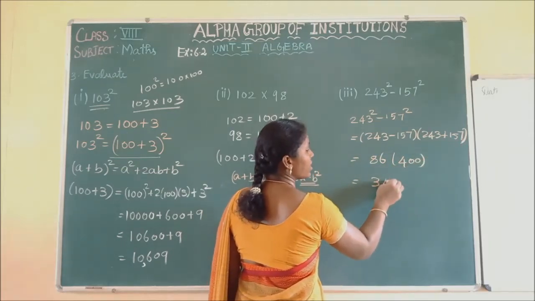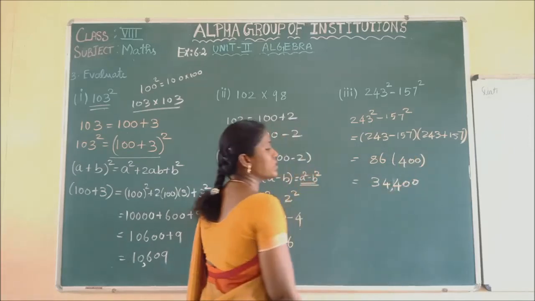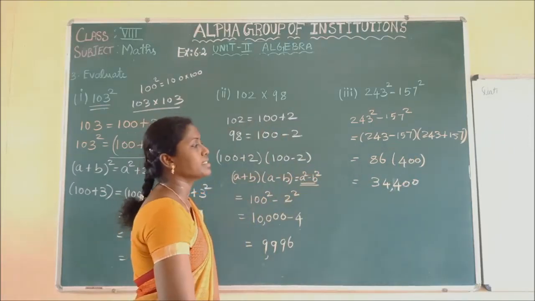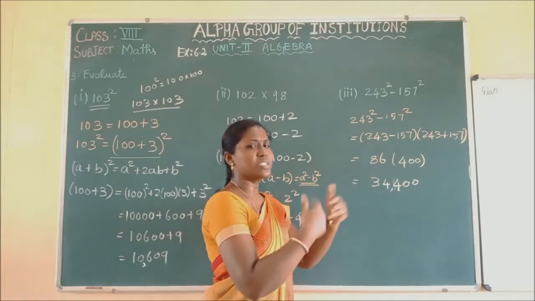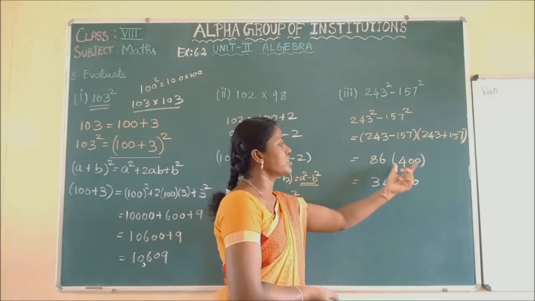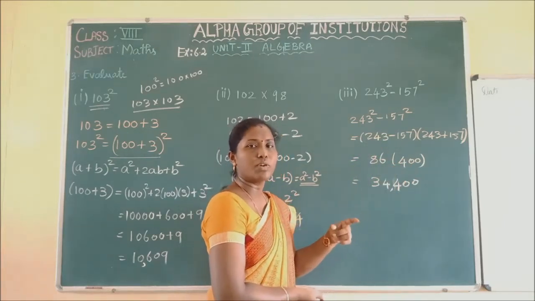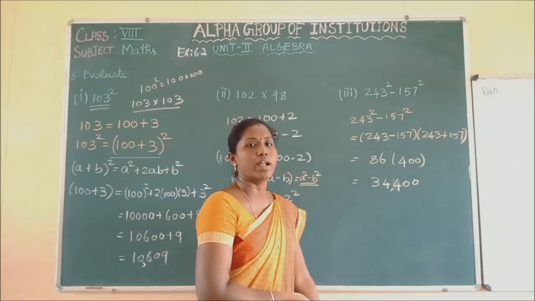Okay, so what is the answer we are getting if you multiply both? 34,400. We will get the answer 34,400. Okay, see, without doing the square and going for the multiplication, just using the identity, with one addition and one subtraction we did it. Finally, only one step for multiplication. If you multiply these two terms, we are getting 34,400.